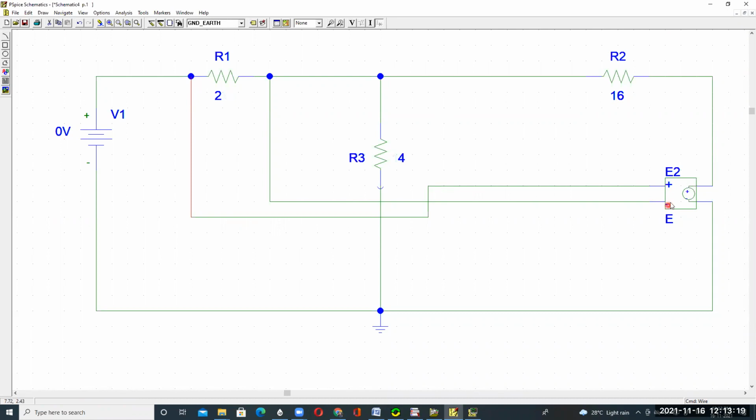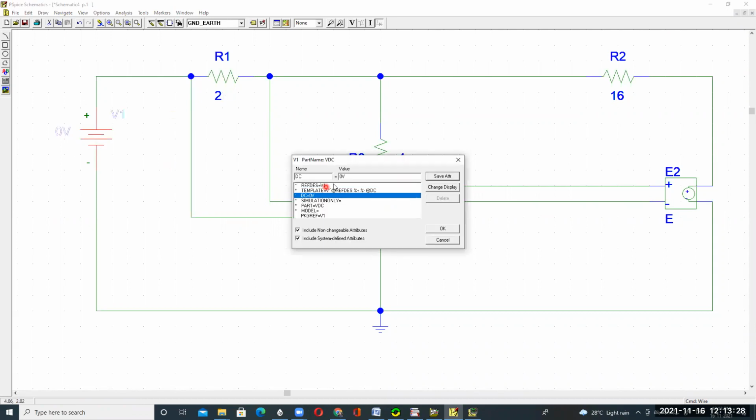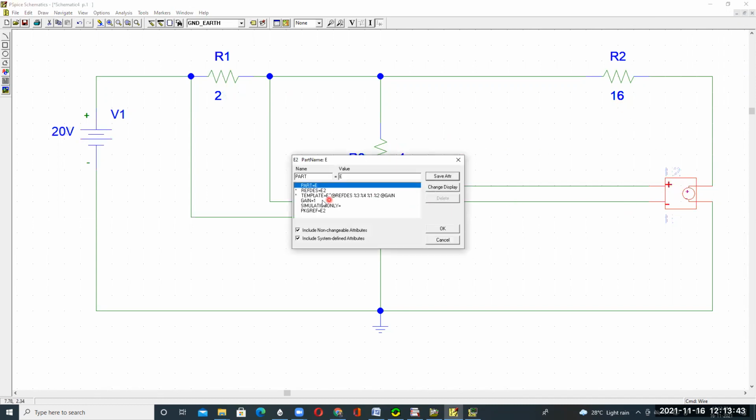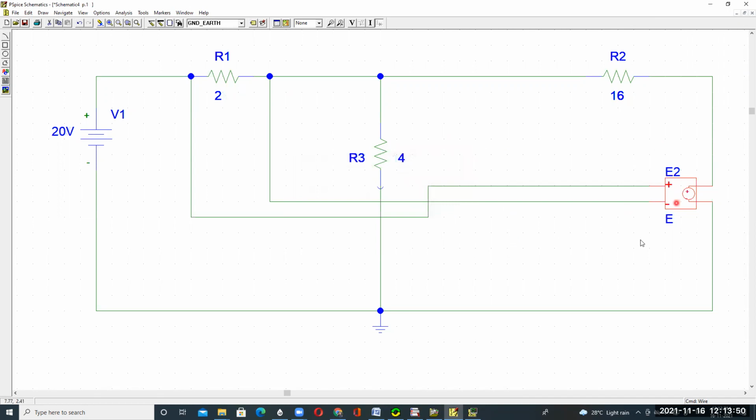Okay, this source, this parameter plus minus, is depending on R1. And then adjust the source VDC equal to 20 volts. Everything is adjusted like this: 2 ohms here, 4 ohms, 16 ohms, and the gain of this voltage source must be 6. So adjust 6 like this. Then the voltage-controlled voltage source is connected like this.